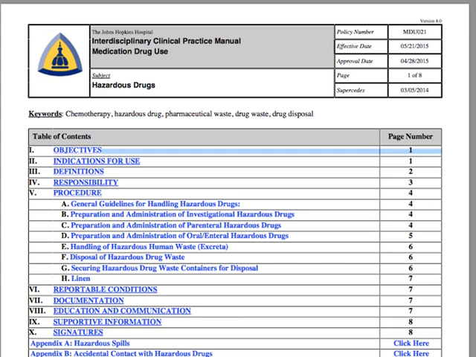Usually it will have not just a listing of drugs that are included in the policy, but also what's the procedure if you encounter any of these drugs, or even if one of these drugs is spilled. What do you do, for example?